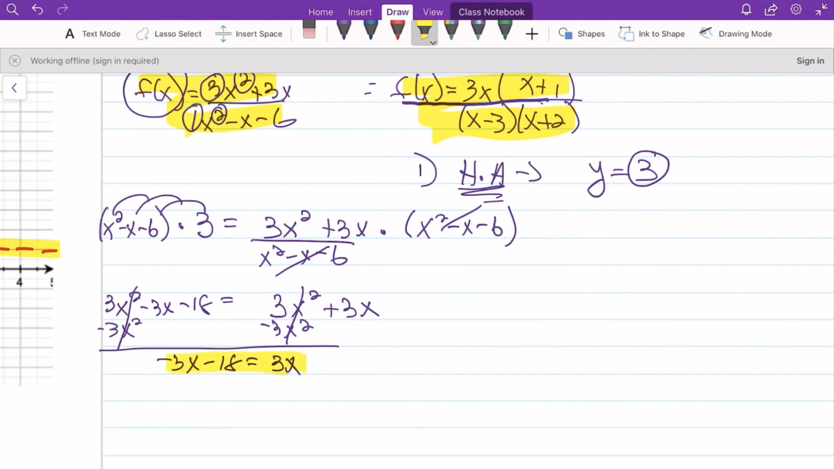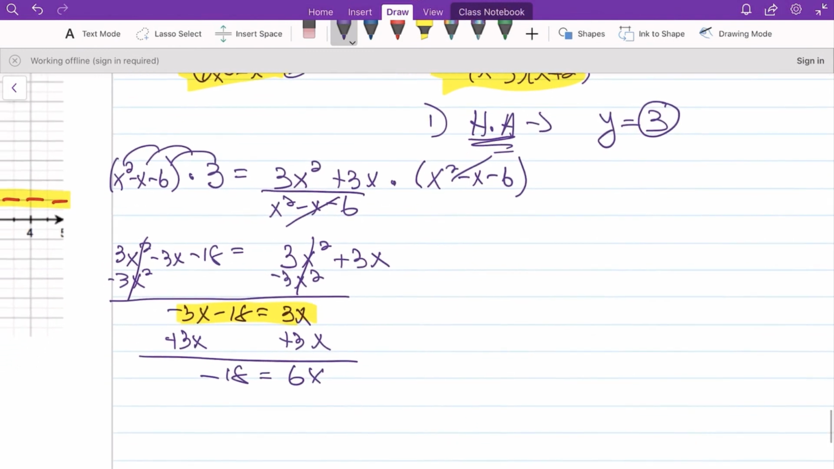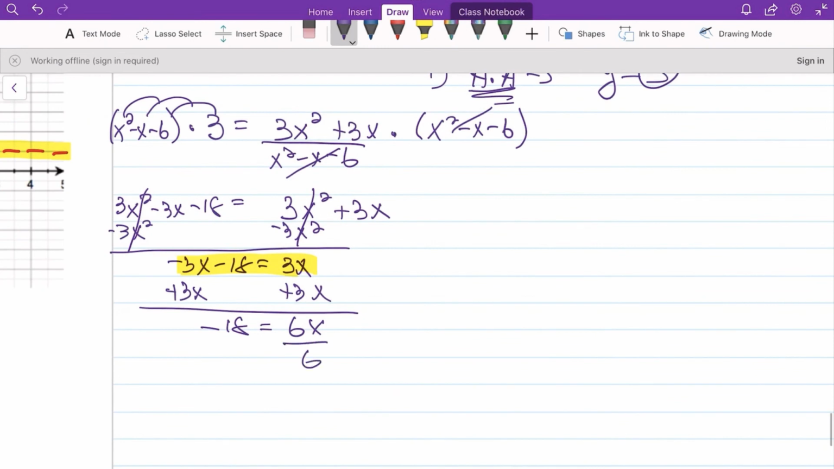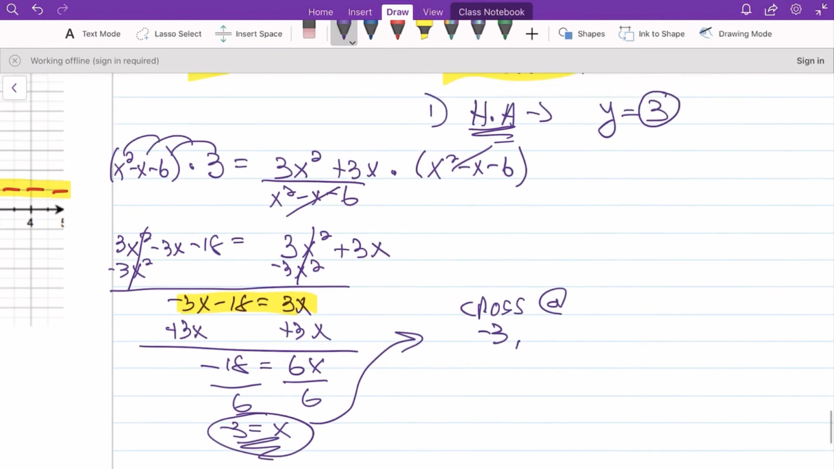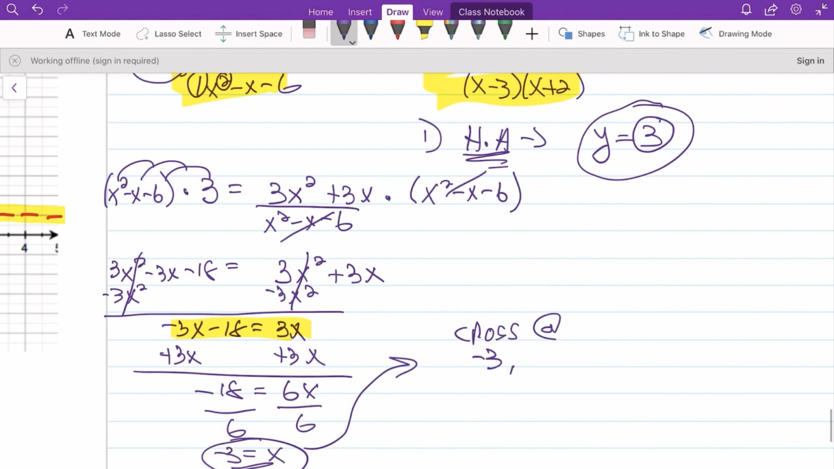All right, so there is going to be a place where this particular example would cross the horizontal asymptote. So let's finish this. If I add 3x on both sides, I'm going to have negative 18 equals 6x. And then we're going to divide by 6, and we're going to wind up getting x equals negative 3. So this function would actually cross the horizontal asymptote at the point. Now remember, this is my x-coordinate. This would be negative 3. And then my y-coordinate was right here. It would be 3.